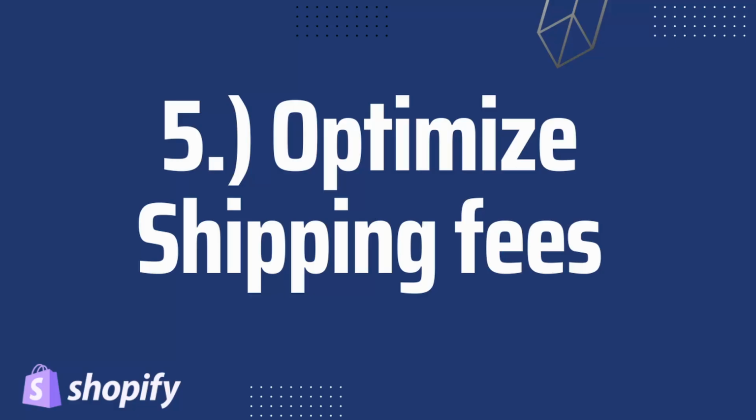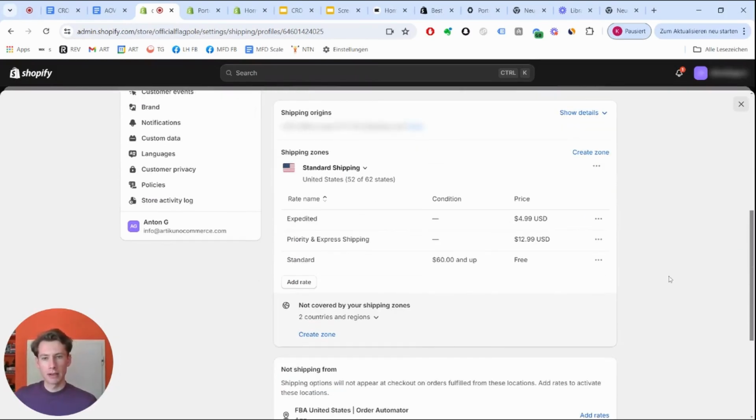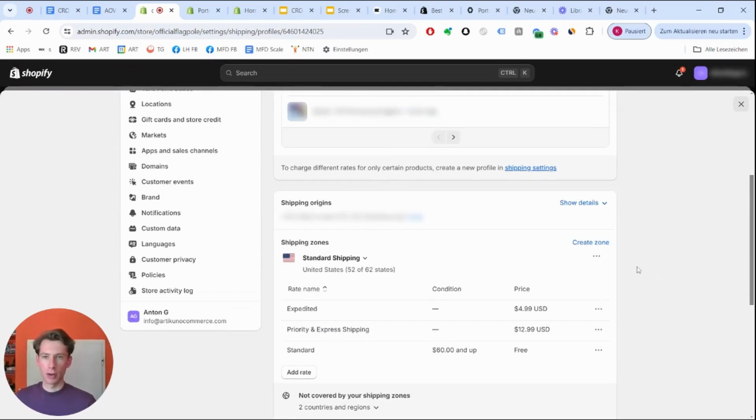Another way to increase your AOV is to optimize your shipping fees. Regardless of what shipping fees you currently offer on your store, chances are there's still a lot of room for improvement to optimize your AOV and even your conversion rate.